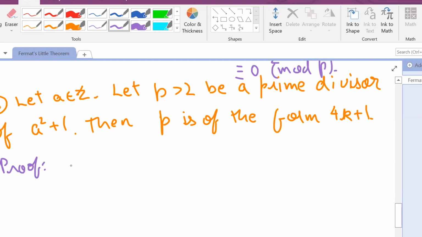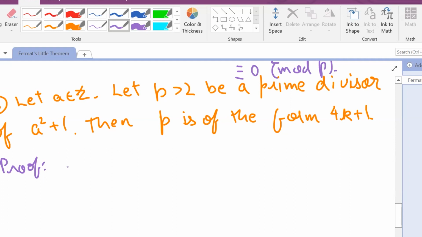Now, can p have a remainder 0 upon division by 4? Is that possible? Remember, p is a prime number. No, right? Because then p becomes a multiple of 4. Exactly. So p cannot have a remainder of 0.